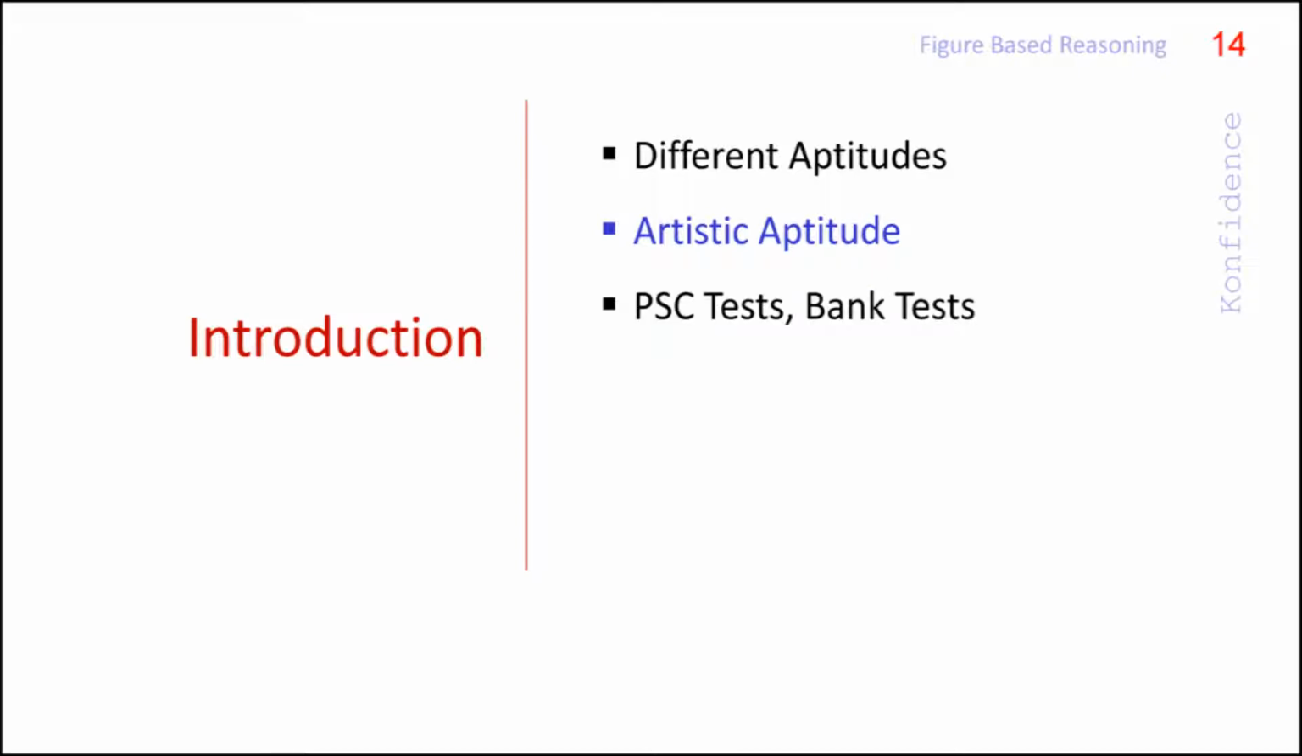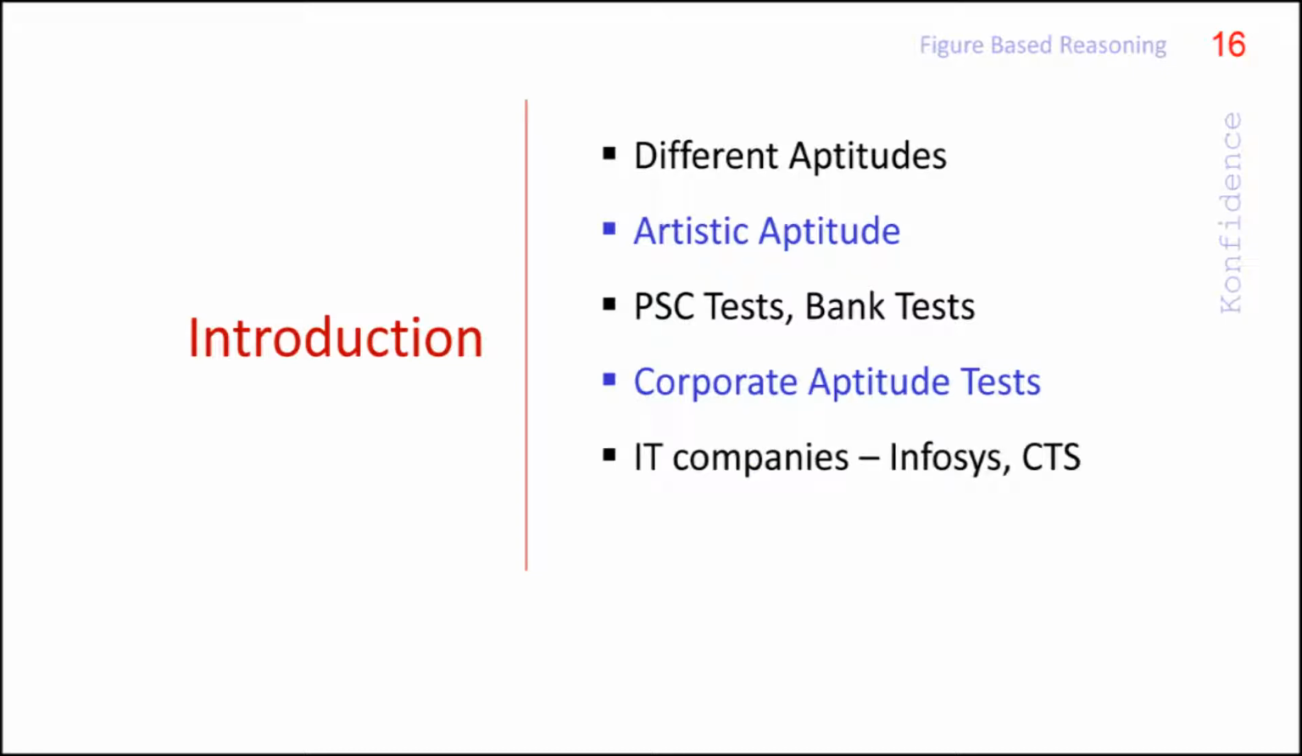FBNVR questions are always there in Public Service Commission PSC exams. They have also been a regularity in bank exams. More recently, the software and manufacturing industries have also embraced this form as one of the more important topics in their aptitude tests. These kinds of questions are being asked by new generation IT companies like Infosys, CTS, etc.